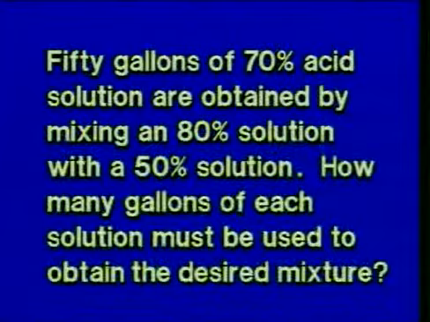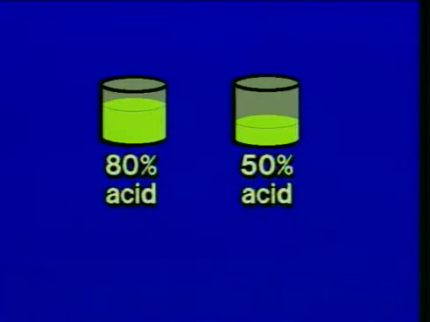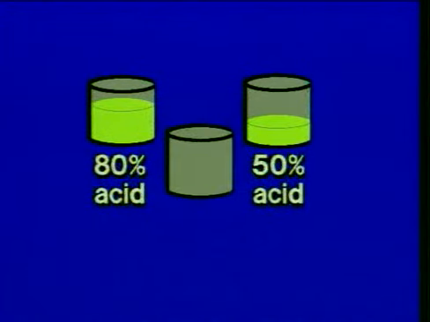50 gallons of 70% acid solution are obtained by mixing an 80% solution with a 50% solution. How many gallons of each solution must be used to obtain the desired mixture? Well, it turns out that in building a system of equations to solve this problem, we simply think of the mixing process itself. That is, the system of equations will emulate the mixing process.